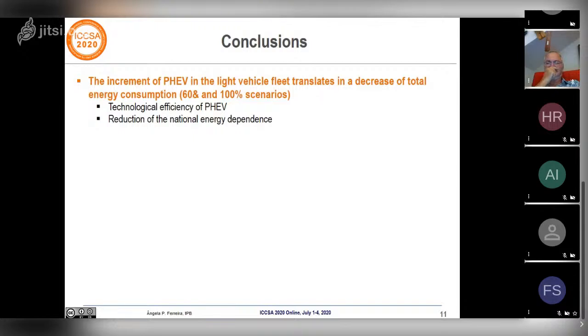So the main conclusions are that the increment of PHEV vehicles in the light vehicle fleet translates in a decrease of total energy consumption for 60% and 100% scenarios due to the higher technological efficiency of the PHEV fleet, which contributes to the reduction of the national imported energy dependency. There is also a shift in the energy source, given that the total energy consumption reduces, but the electric energy demand increases.